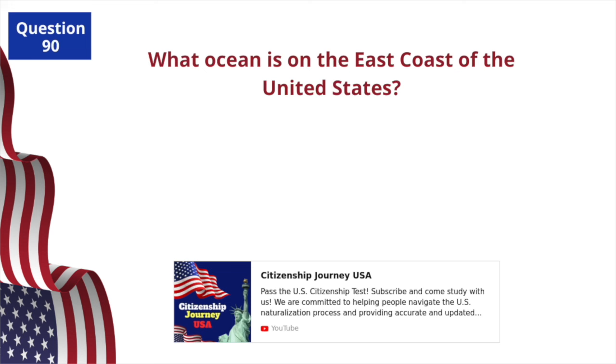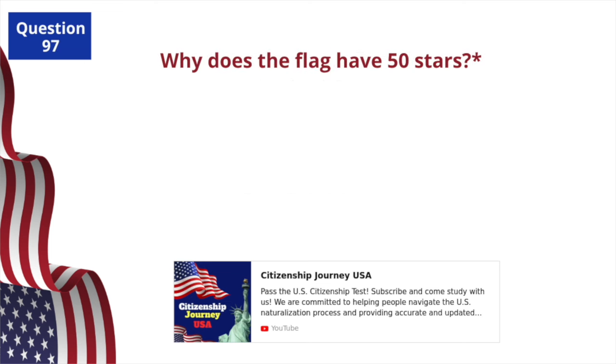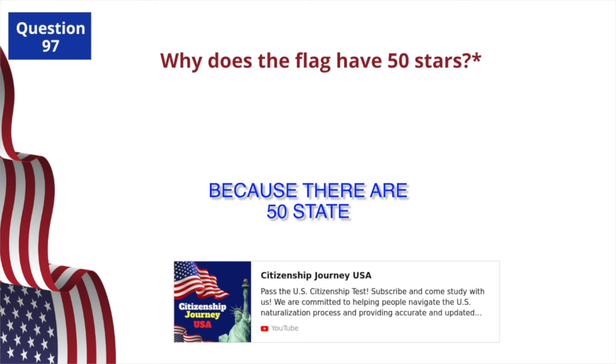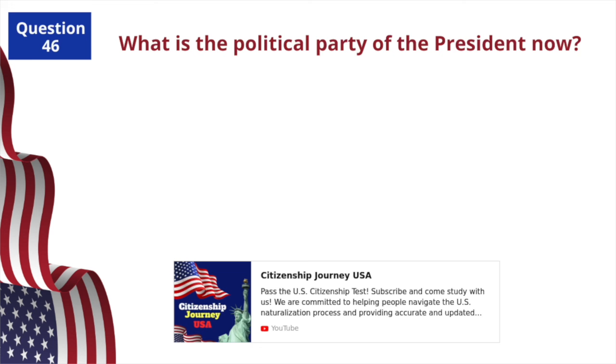What ocean is on the east coast of the United States? Atlantic Ocean. Why does the flag have 50 stars? Because there are 50 states. What is the political party of the president now? Democratic Party.